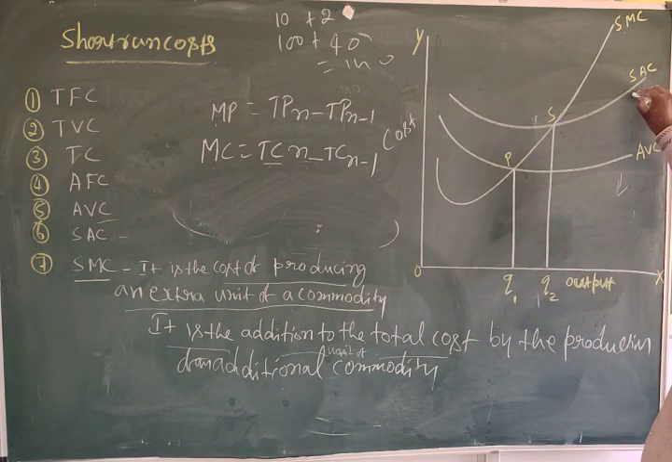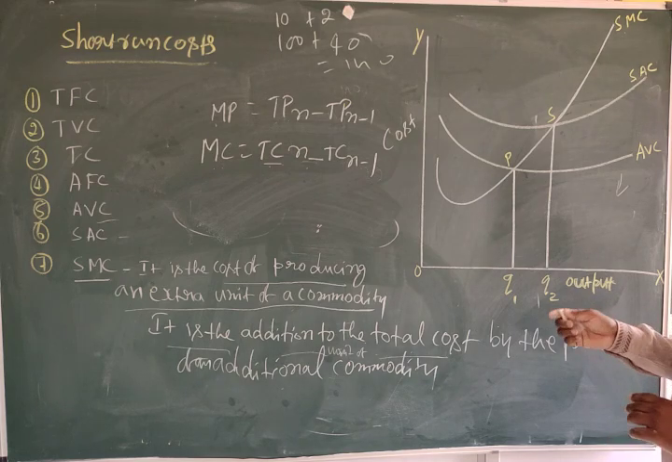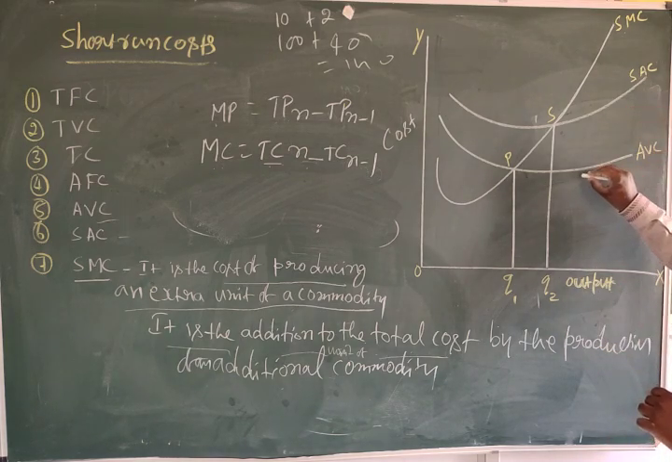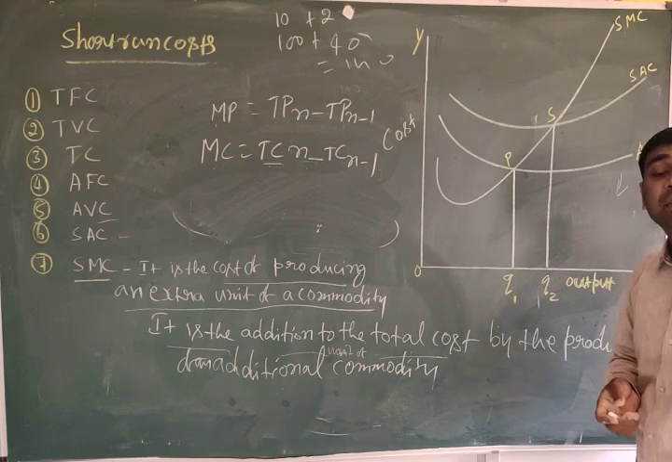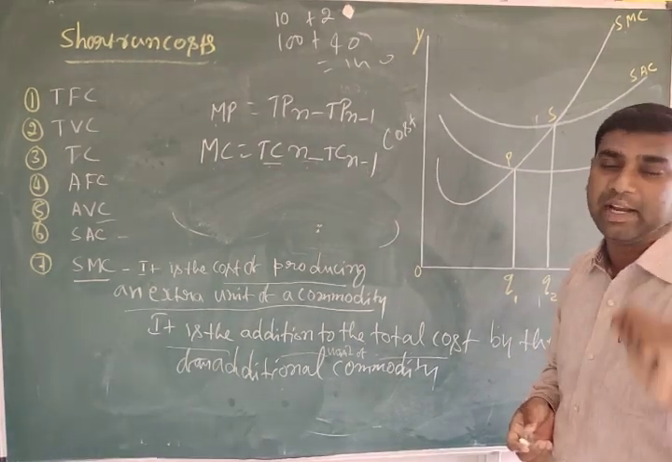Okay, this is the average cost, short-run average cost. It is the cost of total production. So actually TFC, TVC, TC, both those curves are positively sloped. Here, average variable cost: what is the meaning of average variable cost? Per unit cost of variable factors.